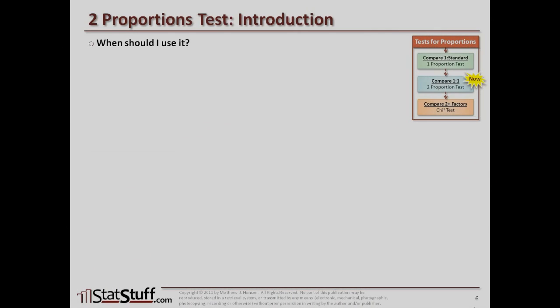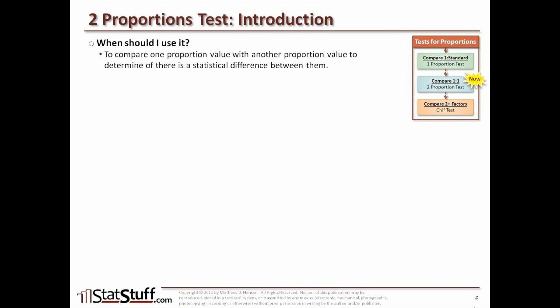Alright, now we can dive into showing how to run the 2 proportions test in Minitab. When are we going to use it? It's when we want to compare one proportional value with another proportional value so that we can determine if there's a statistical difference between the 2 values. Within Minitab, you would go to the Stat menu, select Basic Statistics, and select 2 Proportions in the menu.